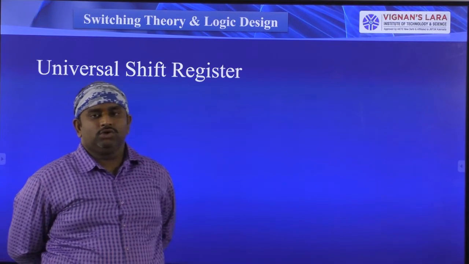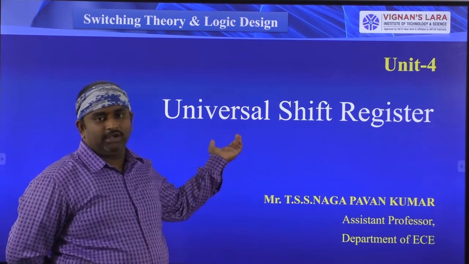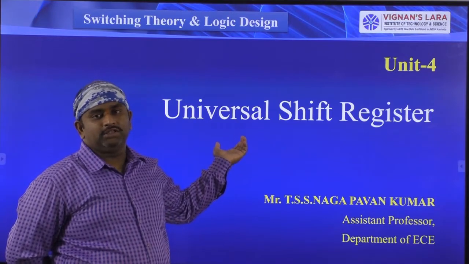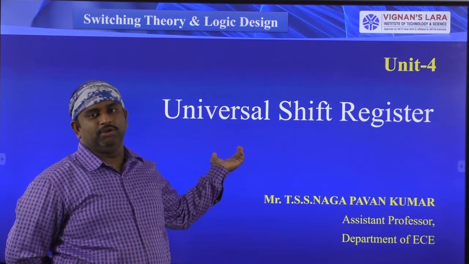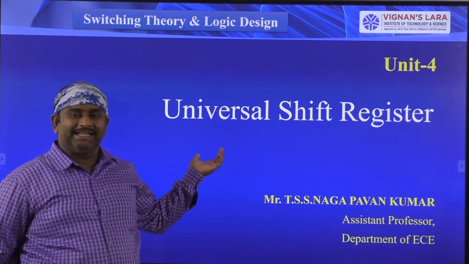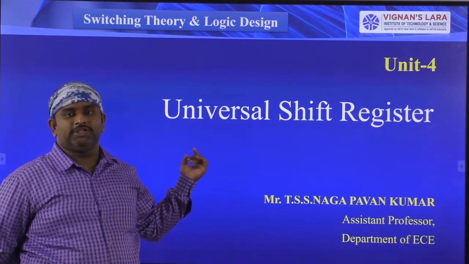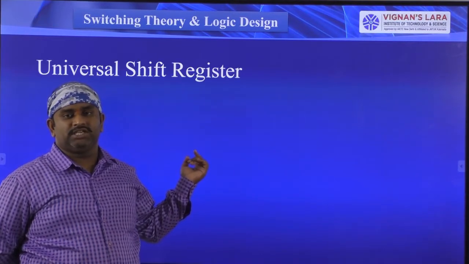Alright. So the name itself is saying that it will do all the shifting operations which are available in the universe. Okay, so coming here, our universe is the digital subject. In our digital subject we have shifting operations, totally 5 to 6 operations.